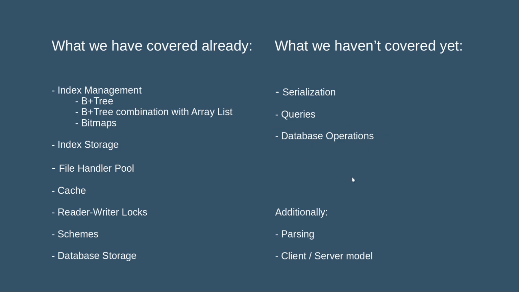We have covered index management and indexing, which includes algorithms such as B+ trees and a combination of B+ trees and lists, which in my case I used array lists and bitmaps. We have covered index storage manager, file handler pool, caches and mostly LRU caches, reader-writer locks, and schemes, which I have discussed very briefly, and finally database storage.